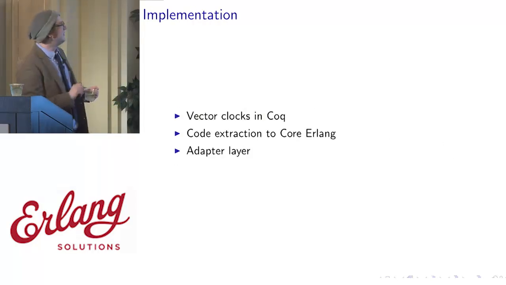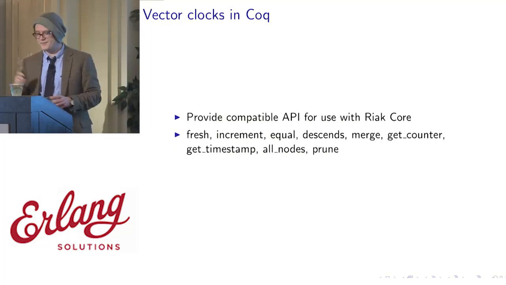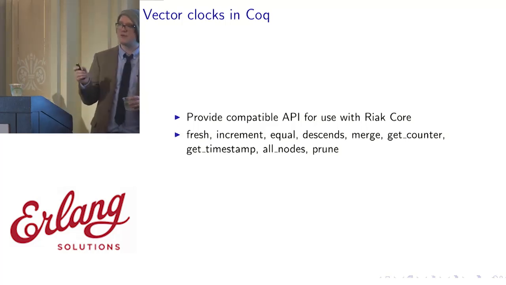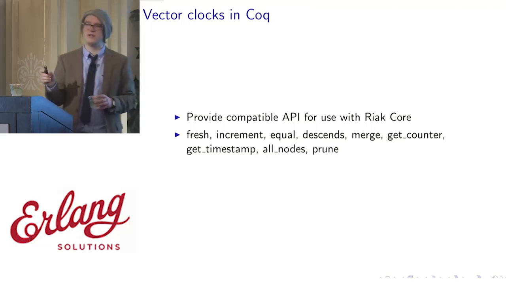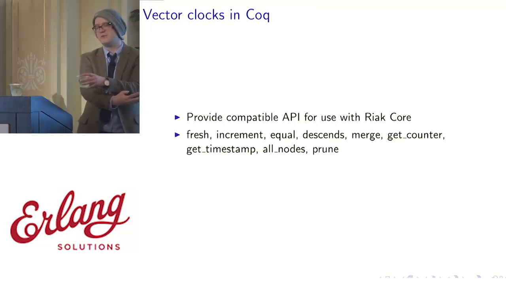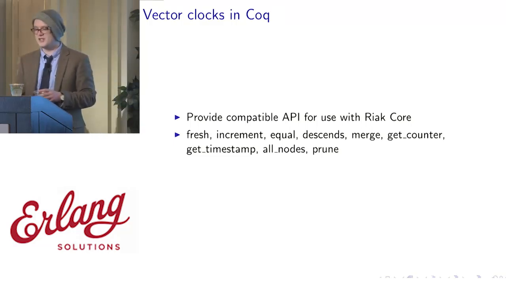Okay, so implementation. We'll talk about the vector clocks, then we'll look at the code extraction, and then finally we'll look at the adapter layer. So what do we want to do? We want to provide an API that's compatible with Riak Core. We want to provide the exact same API that vclock.erl in Riak Core uses, so we can basically transparently swap out our module with the module that we generate, the Riak module with the object that we generate.